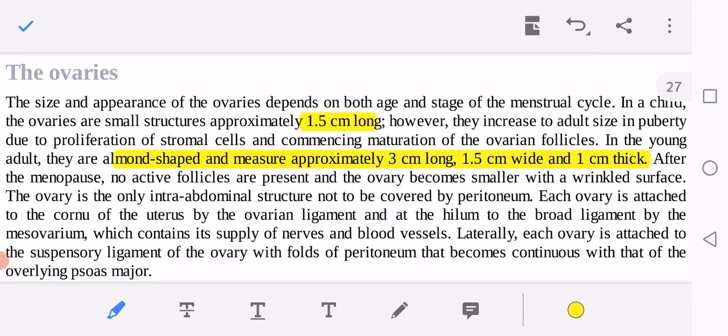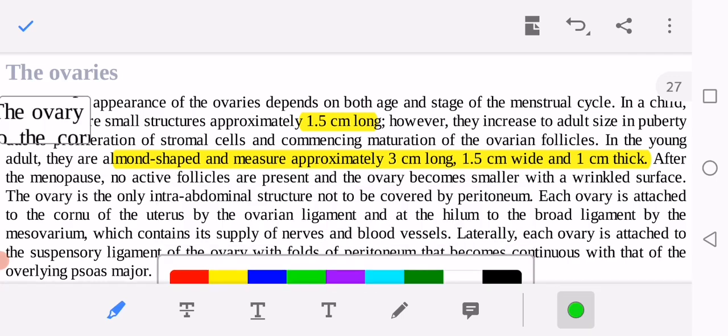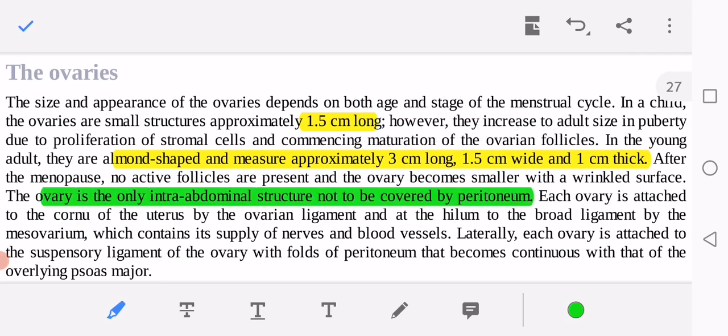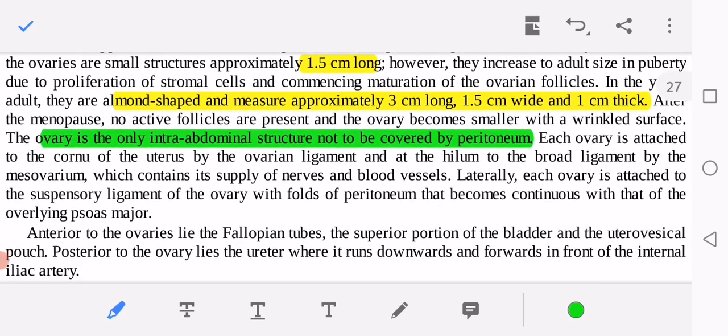After the menopause, no active follicles are present, and the ovary becomes smaller with a wrinkled surface. The ovary is the only intra-abdominal structure not to be covered by the peritoneum. Remember, it is the only intra-abdominal structure not to be covered by peritoneum. Okay, again, very important point. Each ovary is attached to the corner of the uterus by the ovarian ligament, and at the hilum to the broad ligament by the mesovarium, which contains its supply of the nerves and the blood vessels.